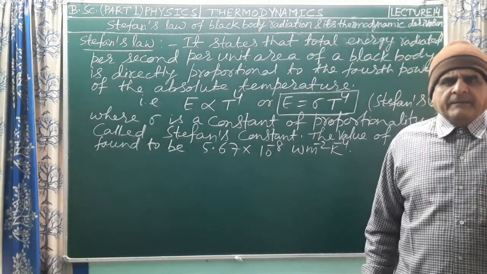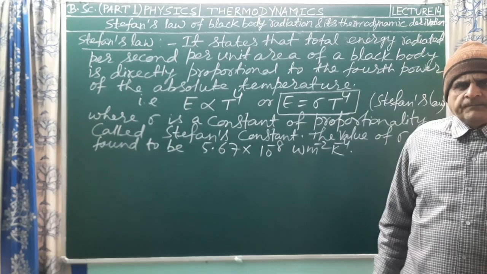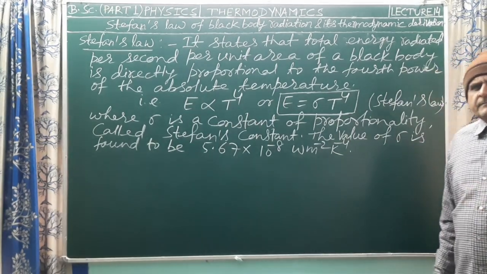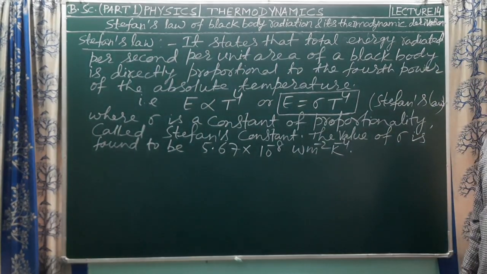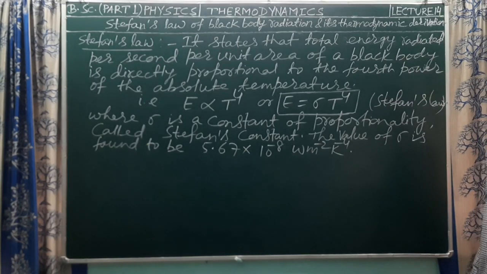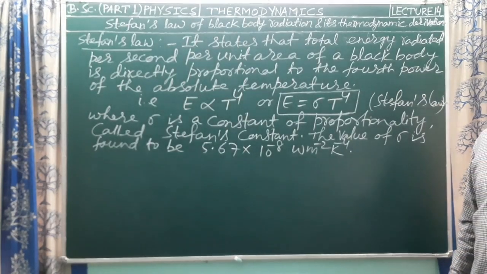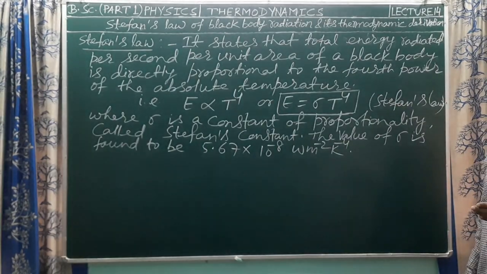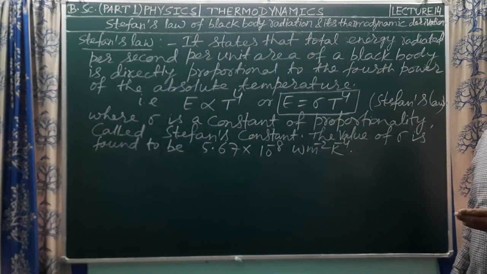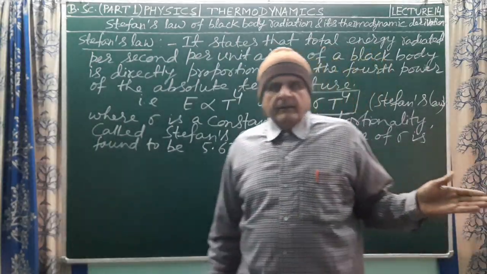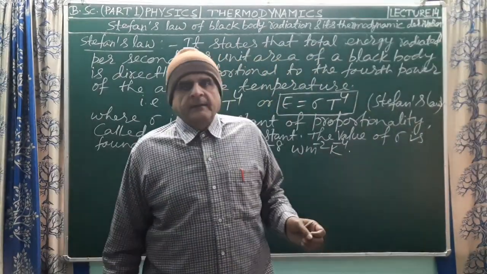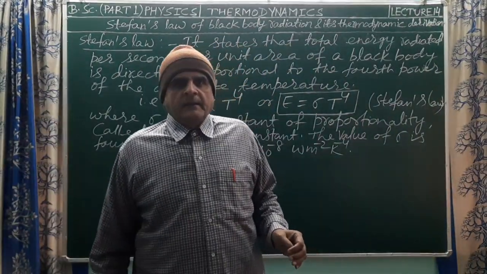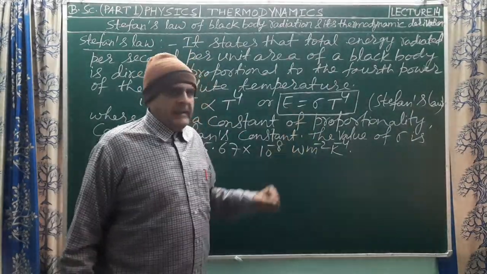Scientist Boltzmann modified Stefan's law as capital E equals sigma (T to the power 4 minus T0 to the power 4), and this relation is known as Stefan-Boltzmann law. Boltzmann ne Stefan's law mein modification kiya.